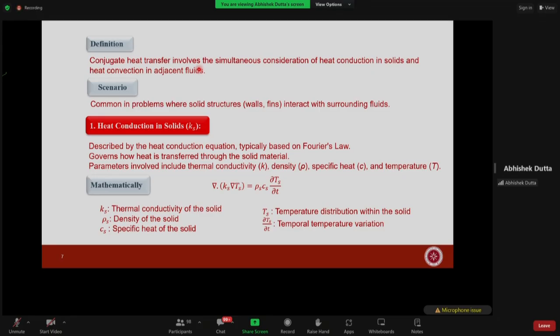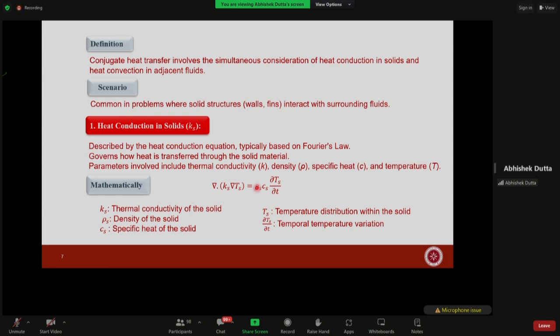Okay, so for the heat conduction in solids, as I said, it is a simultaneous consideration of heat conduction in solids and heat convection in adjacent fluids. Let's look first into the heat conduction in the solids. We already know by now the heat conduction equation that you have seen from the previous case with Fourier's law. It governs how heat is transferred through the solid material.